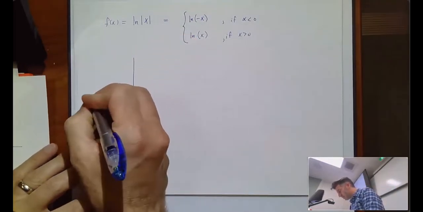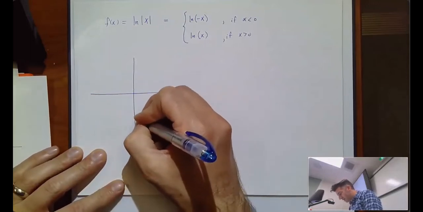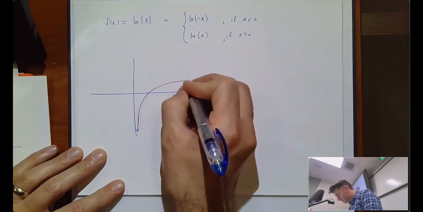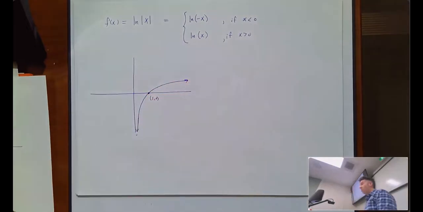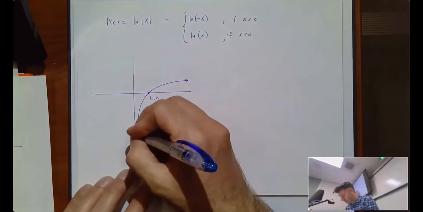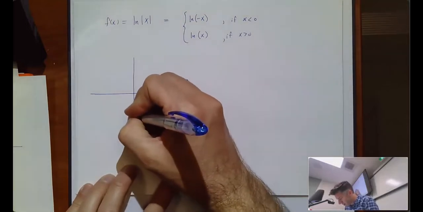It looks like a normal natural log graph on the right-hand side with an intercept at (1, 0). And then it looks like it's reflected onto the other side. So on the left, it actually looks like this. It should be symmetric. It might not look perfect. It's definitely not going to look perfect.